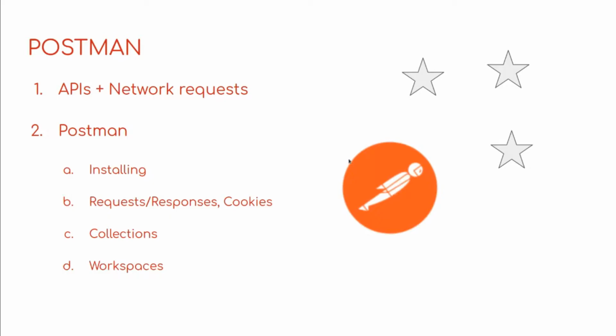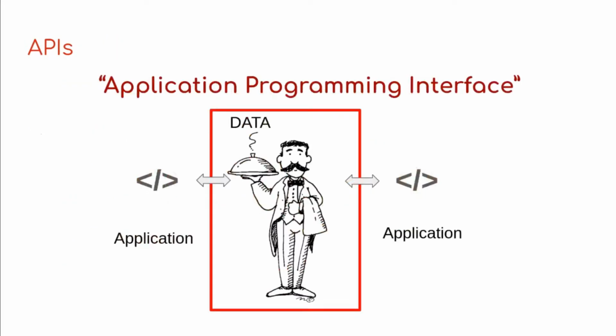So first things first, what is an API? We keep saying this word. And what are network requests? So API stands for Application Programming Interface, which sounds very long, but it's not as complicated as it sounds.